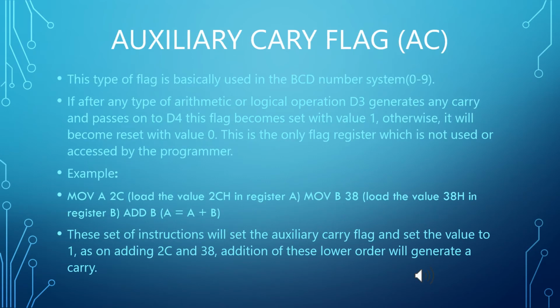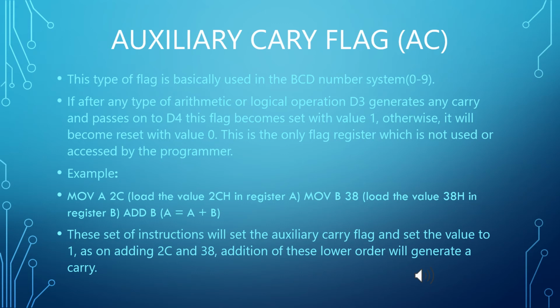Auxiliary carry flag. This type of flag is basically used in the BCD number system, 0 to 9. If after any type of arithmetic or logical operation, D3 generates a carry and passes it on to D4, this flag becomes set with value 1, otherwise it becomes reset with value 0. This is the only flag which is not used or accessed by the programmer.